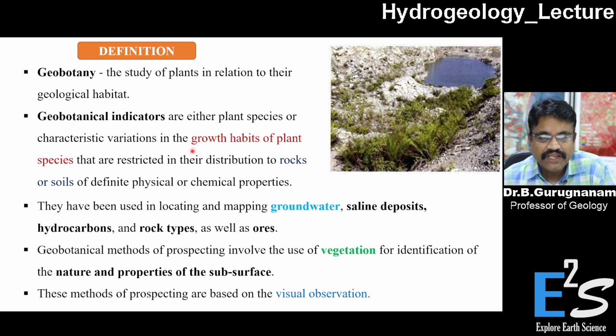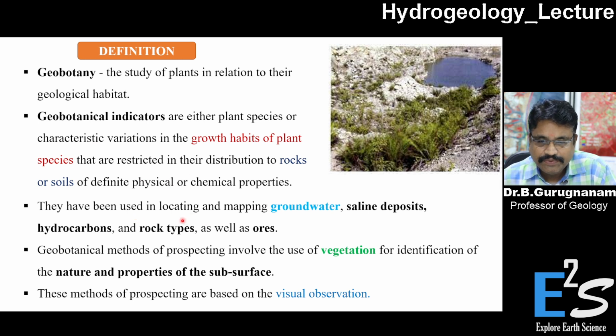So it gives indirect indicators that are restricted to the distribution of rocks or soil of definite physical and chemical properties. This will even give, sometimes, the quality of water. Where the sodium component or chloride component is high, then vegetation resistant to that chloride or sodium should be there. Like that, geobotanical indicators help us in assessing the groundwater in any particular area.